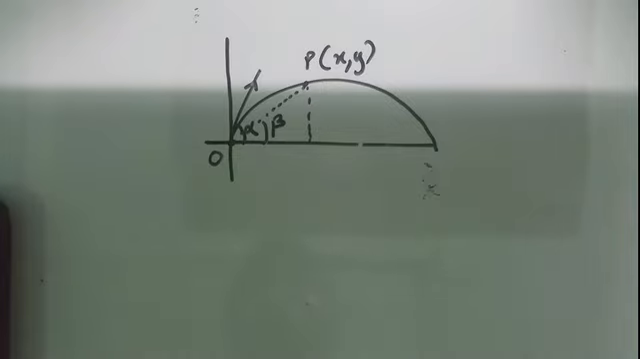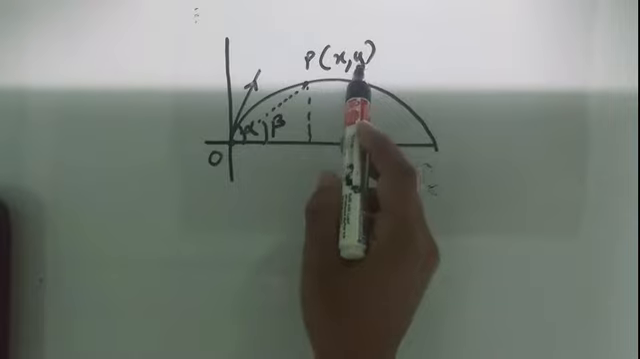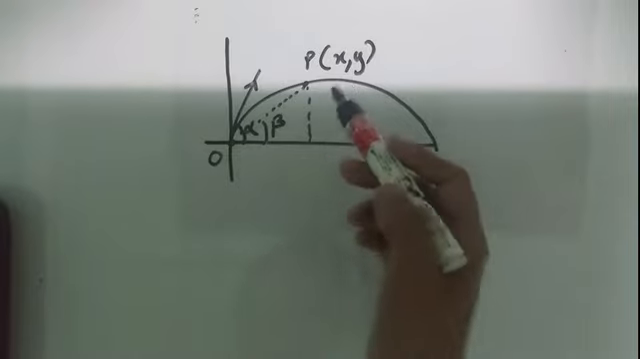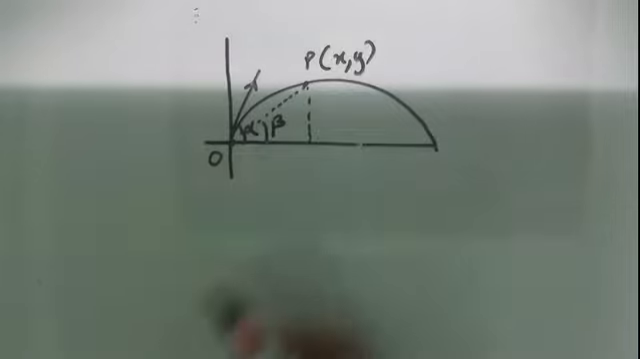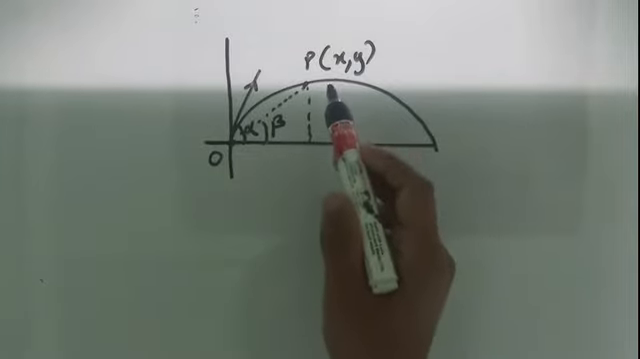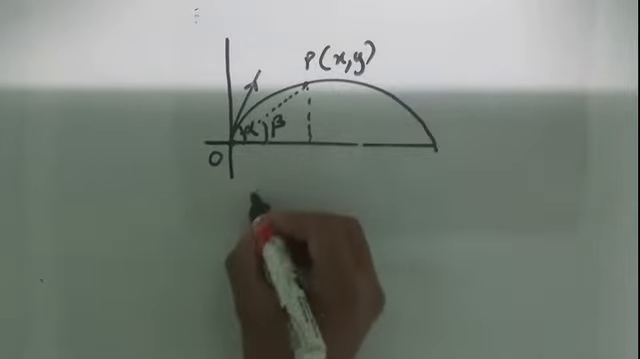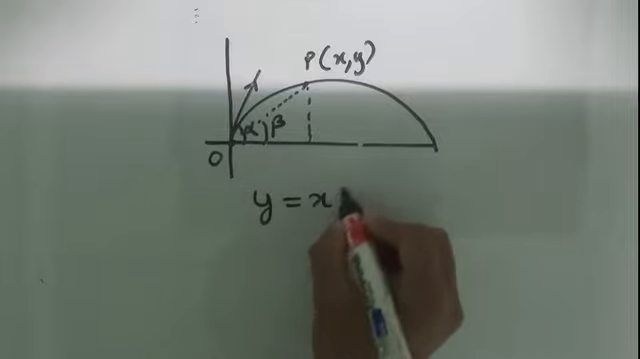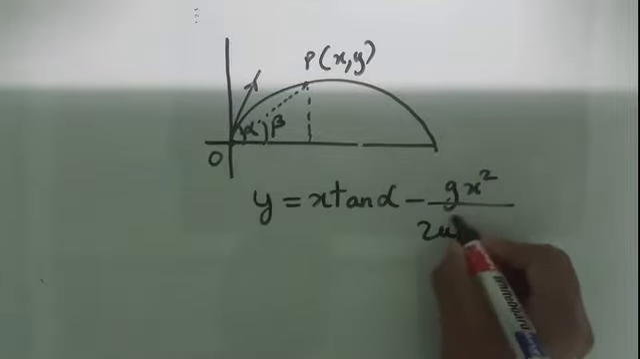Again, if you take a look at the question, there is a time factor that is involved. So naturally we will have to use the two equations that we have discussed. Okay, so again, let P(x, y) be the point after time t. So we are having that this point satisfies the equation of the path of the projectile, that is y equal x tan alpha minus gx squared by 2u squared cos square alpha.